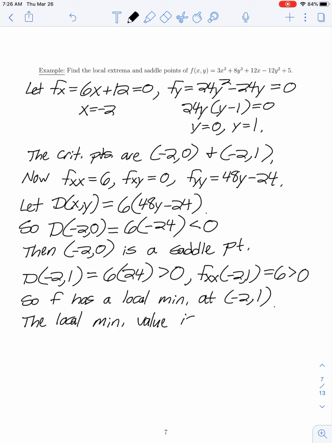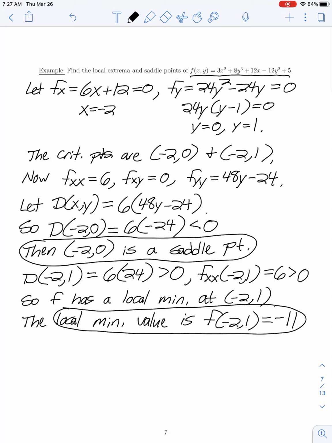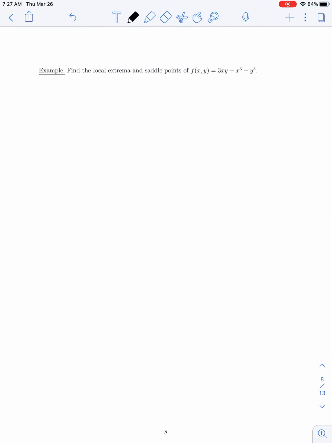And to find the local minimum value, we would evaluate our function f at the point -2, 1. Evaluating this original function at the point -2, 1, we are left with -11. So here we had a saddle point at -2, 0, and a local minimum value of -11.